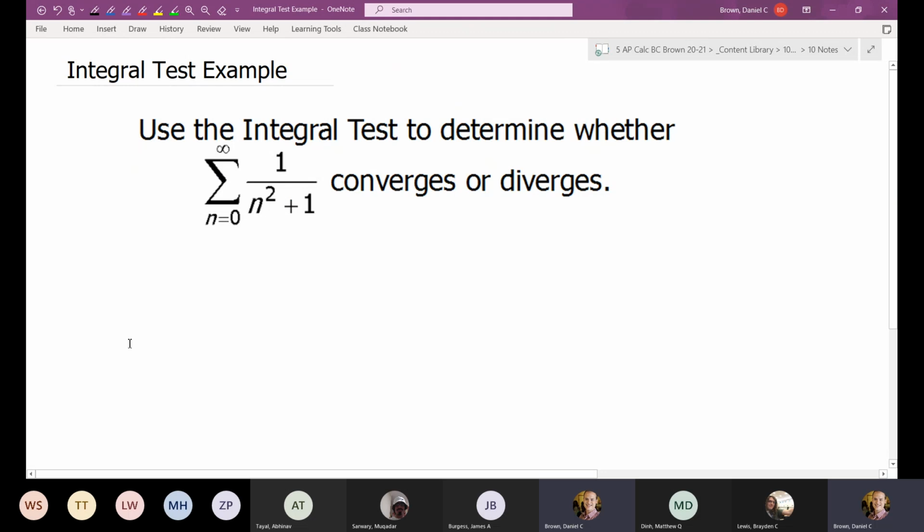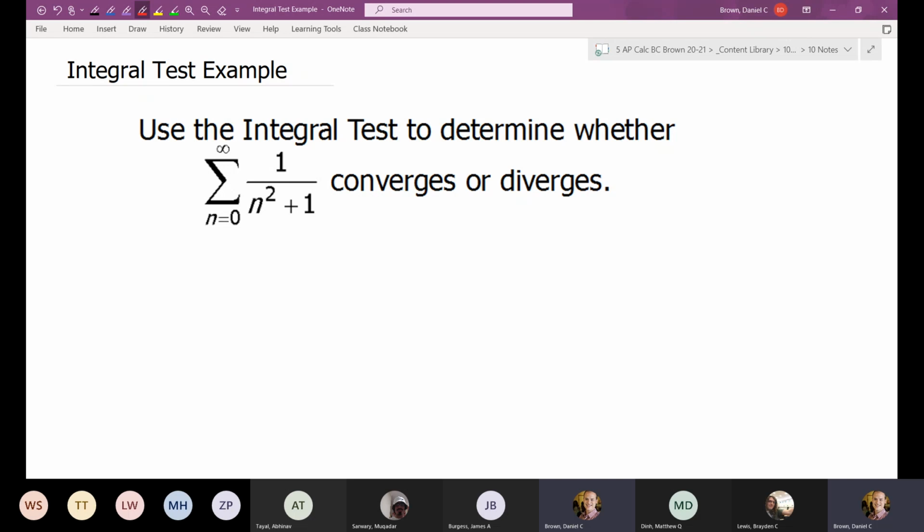And again, when we do an example, I think it's just as important not only to get to the right answer, but to make sure we form our answer correctly. So I have: use the integral test to determine whether the series of 1 over n squared plus 1 converges or diverges. Looking at it, how are we making a decision about what test to use?